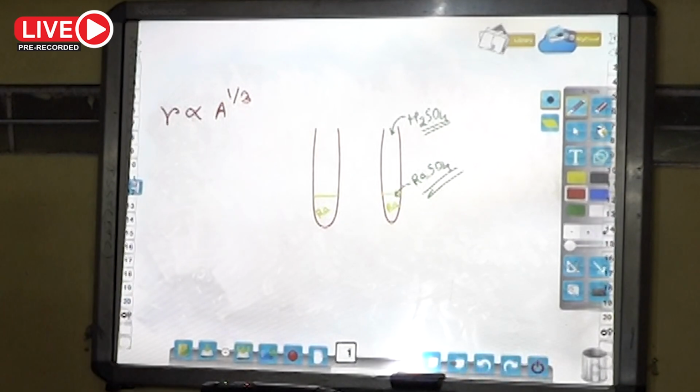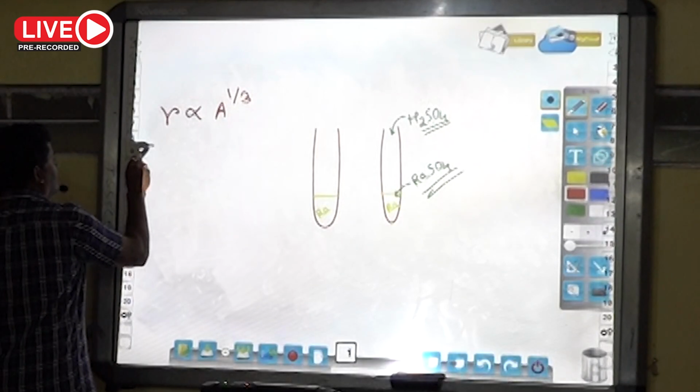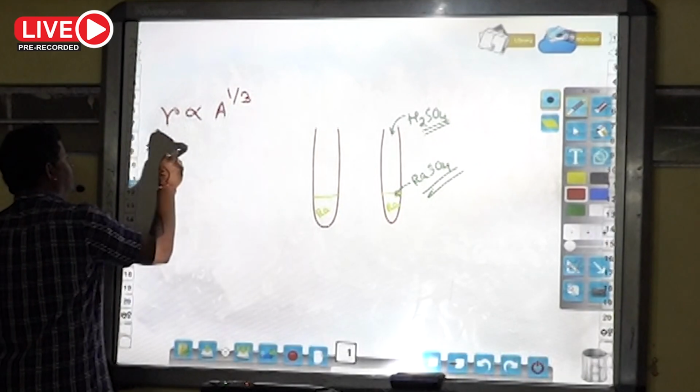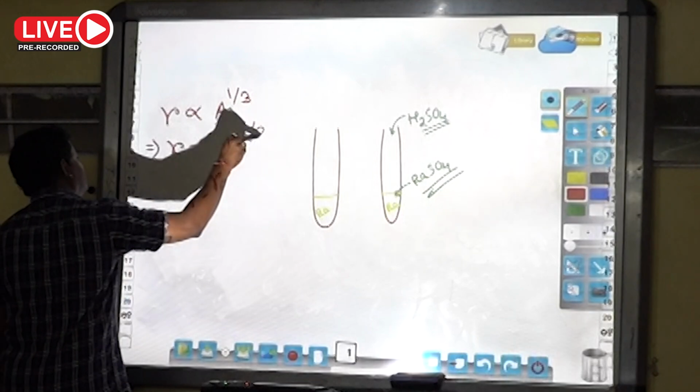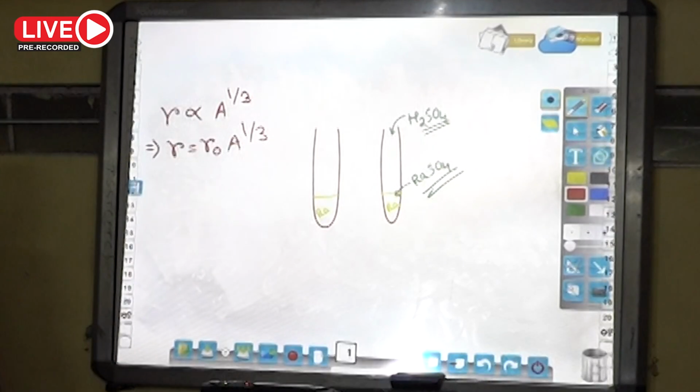Now I can consider here one constant, that is R equal to R0 A to the power 1/3, where R0 is a constant which is actually the radius of hydrogen, because A equal to 1 for normal hydrogen, 1H1. A is 1, so that is the radius of hydrogen, that is considered as constant. Okay, minimum.